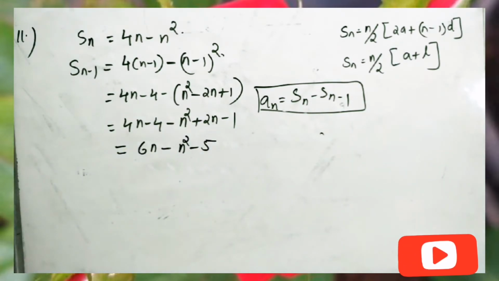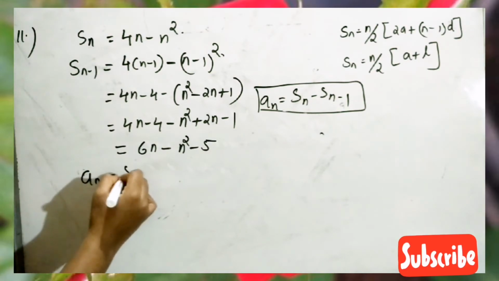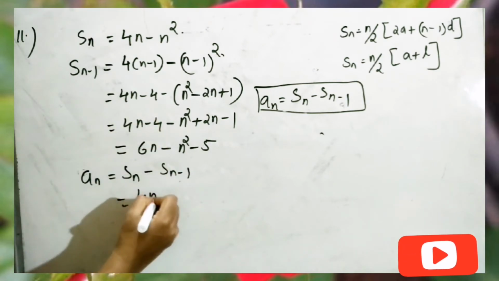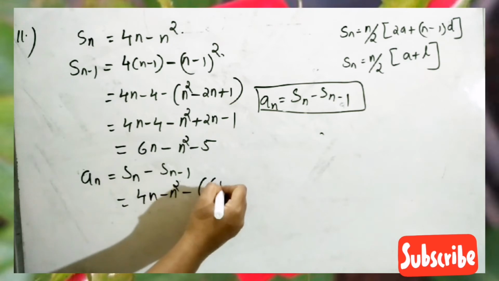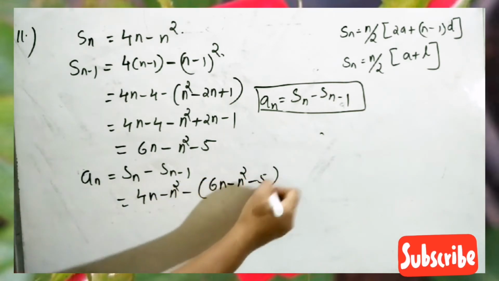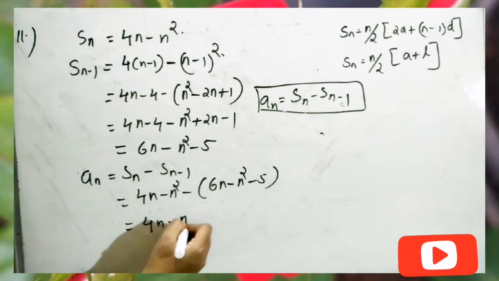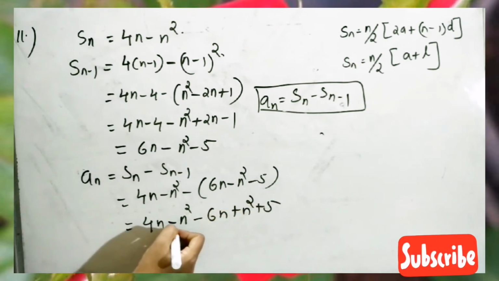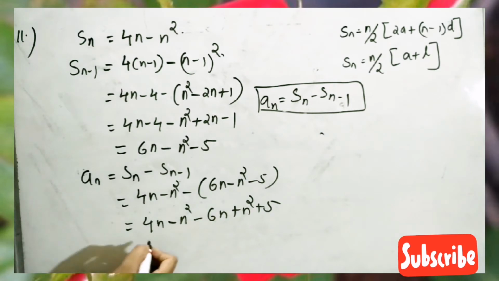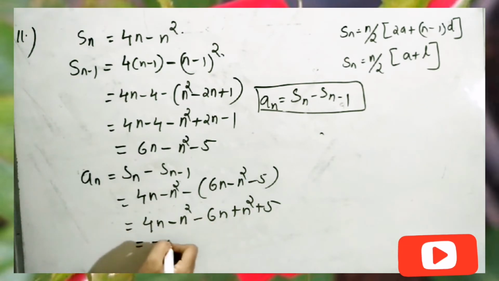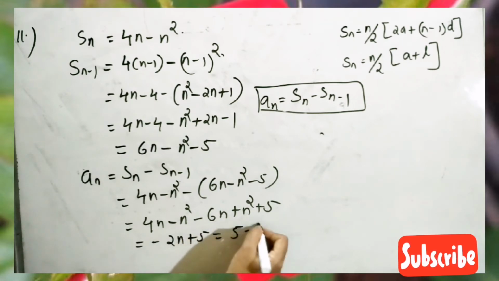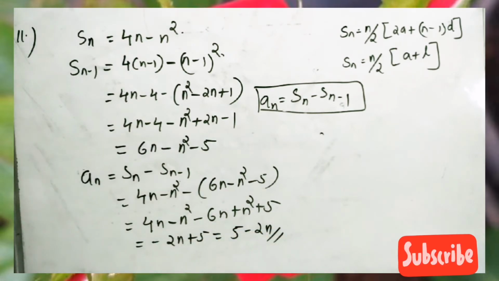So we got the value of S(n minus 1). Now we are going to find out An. An is equal to Sn minus S(n minus 1). That is Sn is 4n minus n square, minus of 6n minus n square minus 5. That is equal to 4n minus n square minus 6n plus n square plus 5. Minus n square and plus n square get cancelled. And 4n minus 6n is minus 2n plus 5, or 5 minus 2n, that is our nth term.